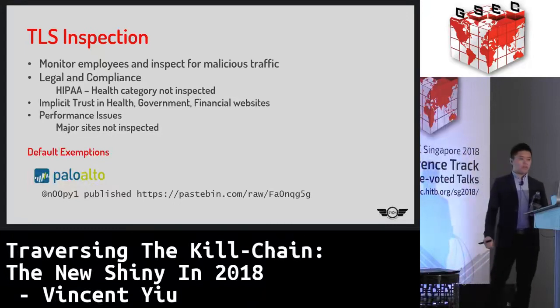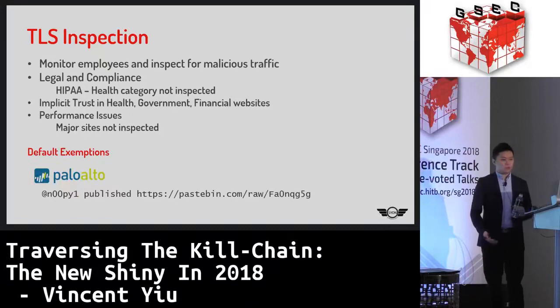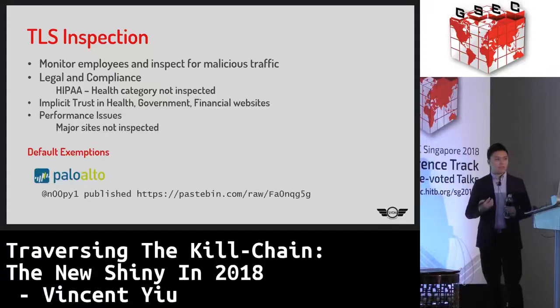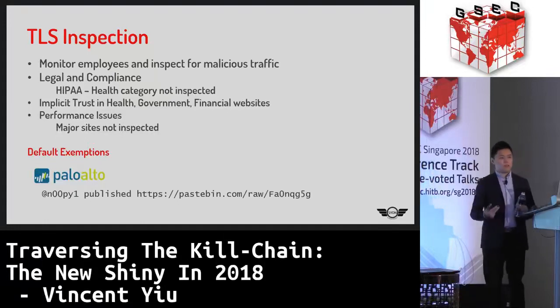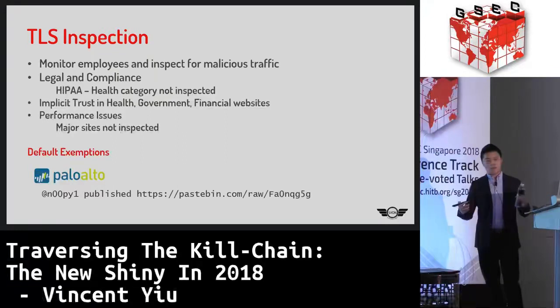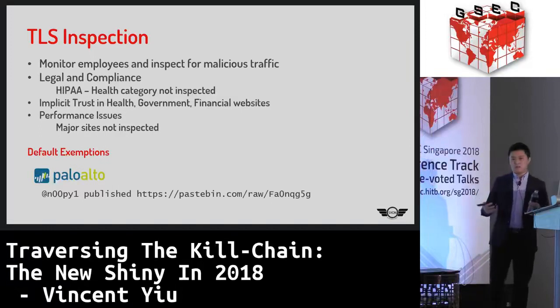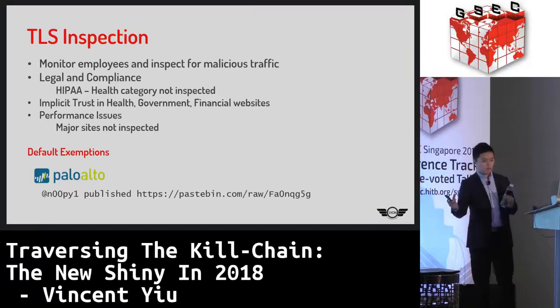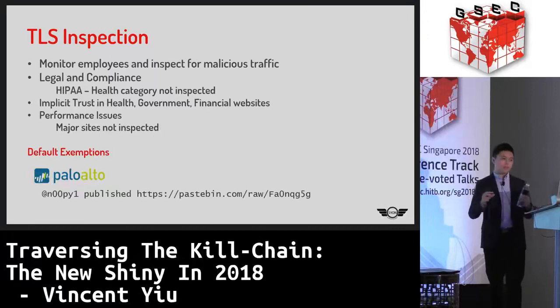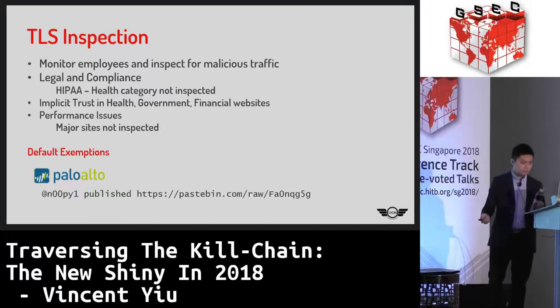But in a lot of countries and companies even, they have to abide by regulations like HIPAA, so that health category can't be inspected, or there's an implicit trust in health, government, and financial websites. And this makes it so that if you can domain front through any of these category websites, then it's not intercepted. So all they're seeing is a TLS channel that's been established to that target domain. They can see the traffic volume, but they can't necessarily see what's being transmitted over the channel.